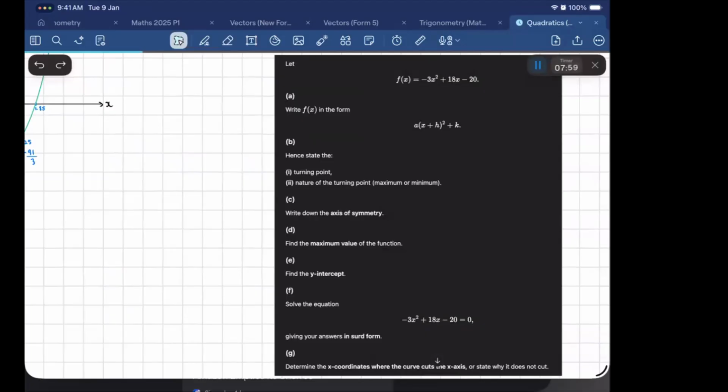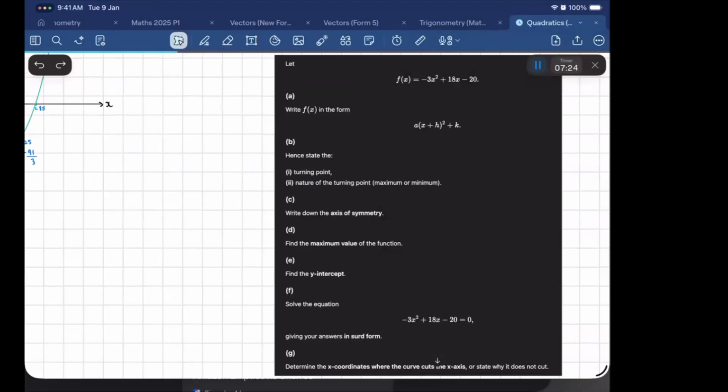Yes, sir. Okay, nice. Guys, is this a maximum or minimum graph? Maximum. How many of you say it's a maximum? I haven't gotten to that part yet. Okay, you're supposed to know that from the start. So, Caleb, what would tell you if it's a maximum or minimum?